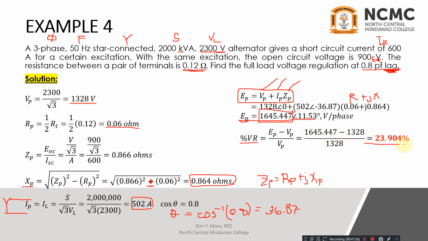So our answer here is 0.2390. So i-times pa ni siya 100%, no? 1645.447 minus 1328 divided by 1328. So ang answer na is 0.2390. So i-times pa na ni mo 100 para makuha na to ang percentage niya nga value. So that is 23.904%.